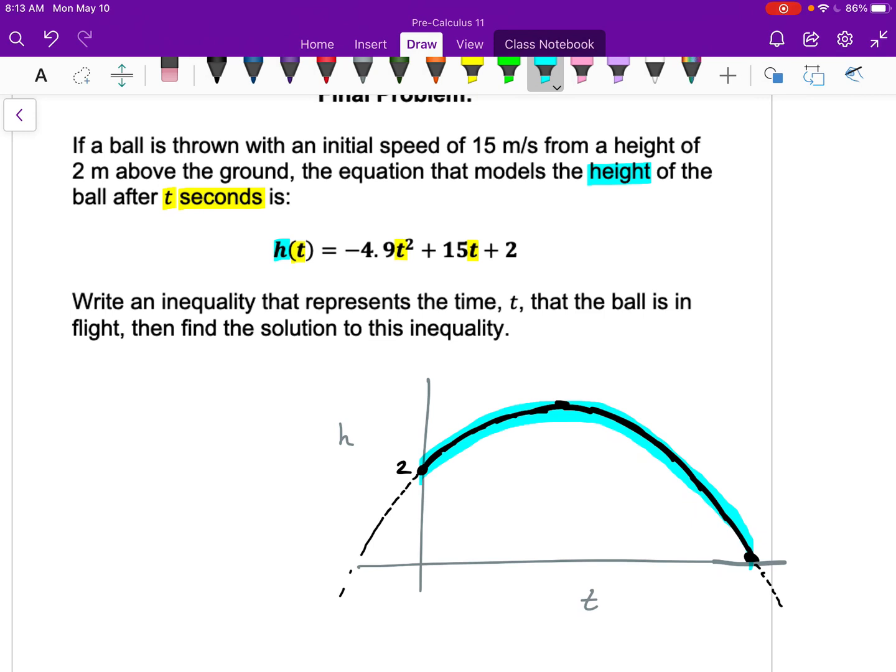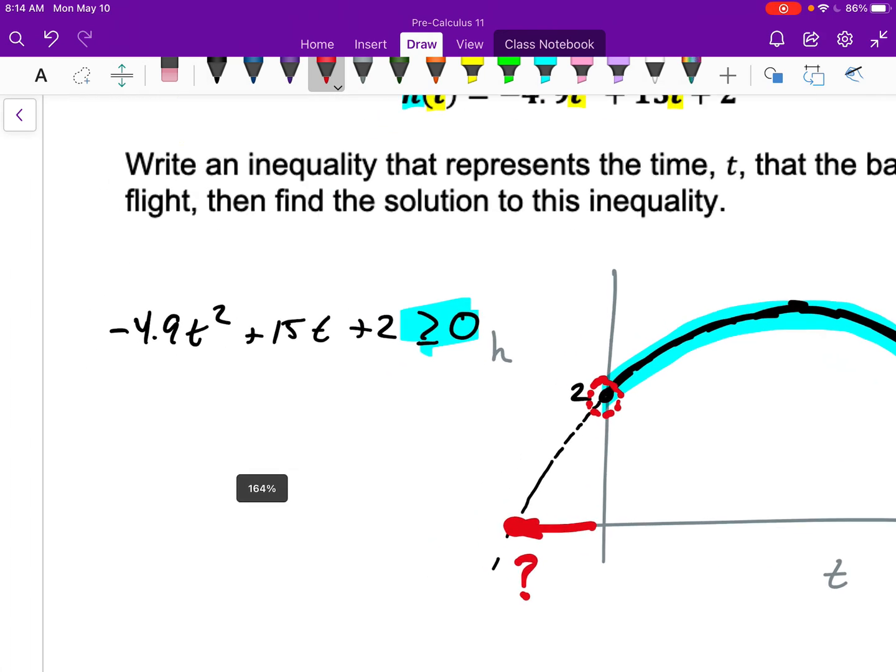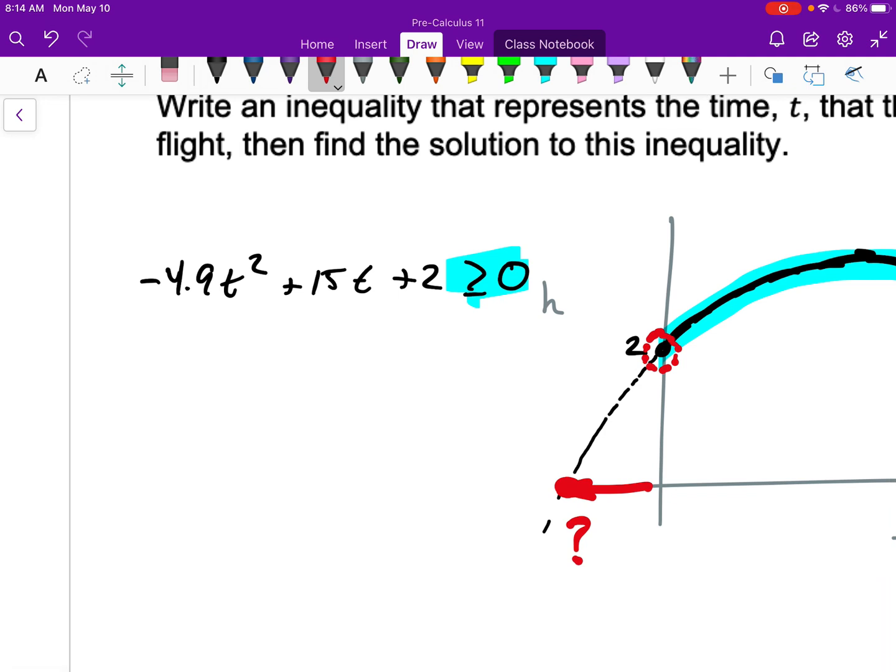Well, I guess I've kind of done that first part. Essentially, I want to say where negative 4.9 t squared plus 15t plus 2 is greater than or equal to 0, where the height is greater than or equal to 0. However, I also have to make a little note that anything before I started throwing it, this region here, there's going to be some other x-intercept right here, but that's meaningless for my question. So as an inequality, it's where all that's greater than 0.